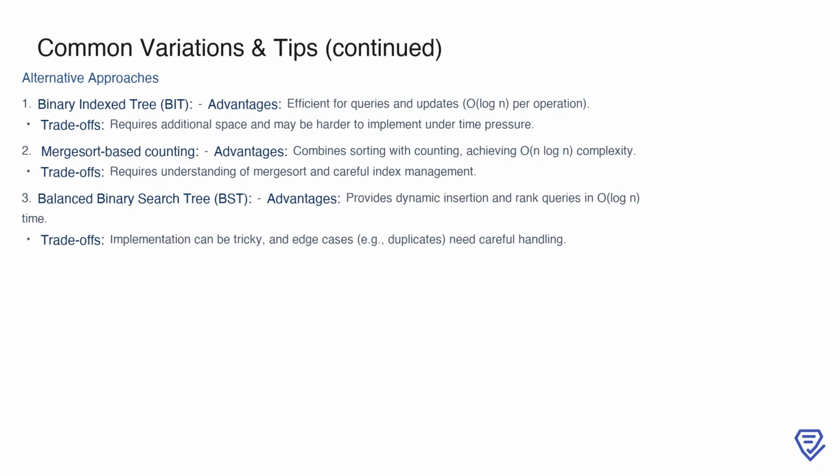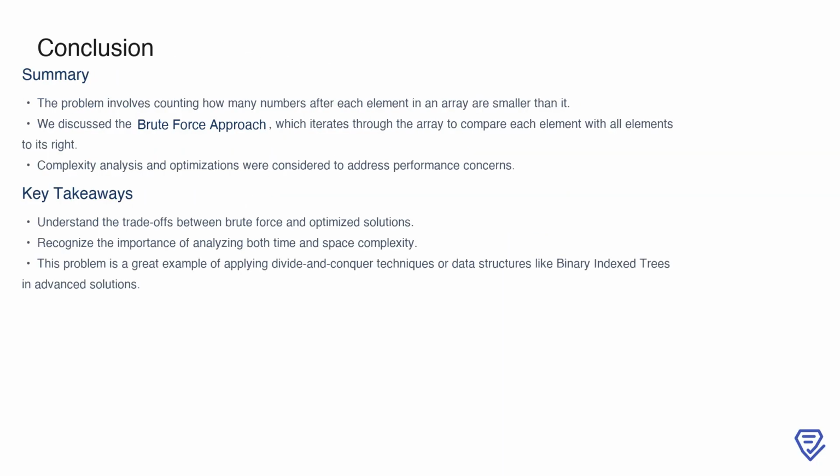Another common approach is to use merge sort-based counting. This method combines the sorting process with counting to achieve an overall complexity of O(n log n). The downside is that you need a strong understanding of merge sort and must carefully manage indices to avoid errors. Finally, there's the option of using a balanced binary search tree. This provides dynamic insertion and rank queries in O(log n) time, but the implementation can be complex, and you'll need to handle edge cases, like duplicates, with extra care. Each approach has its pros and cons, so choose the one that best fits the problem requirements and your familiarity with the techniques.